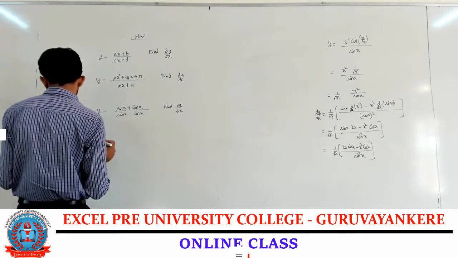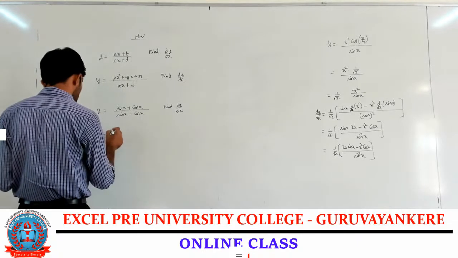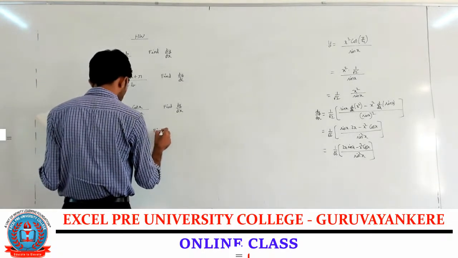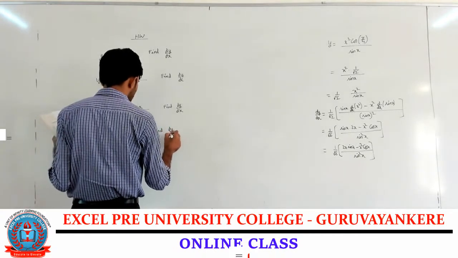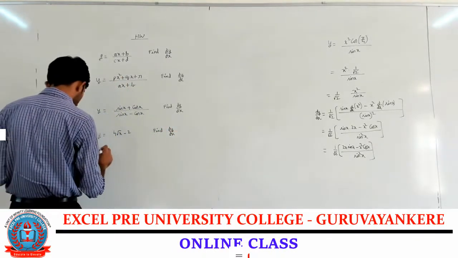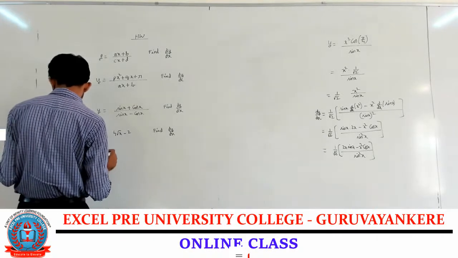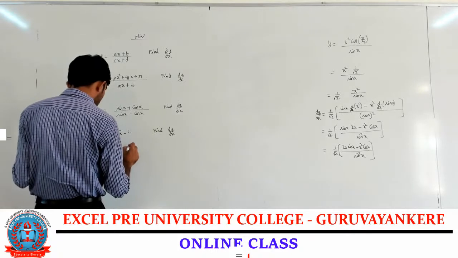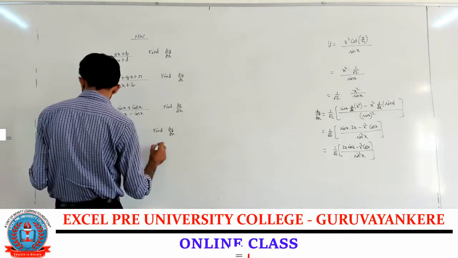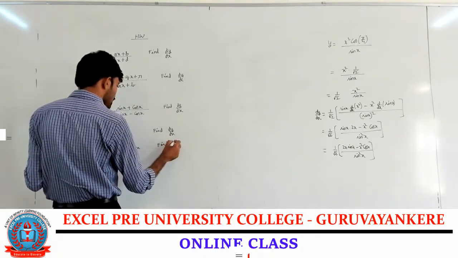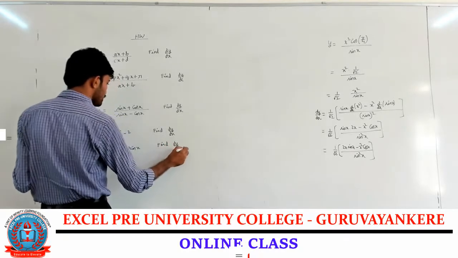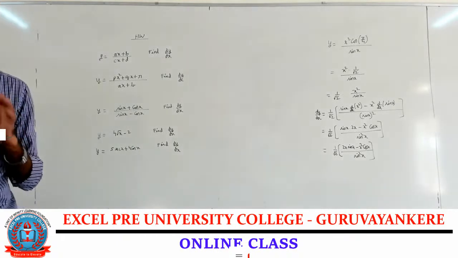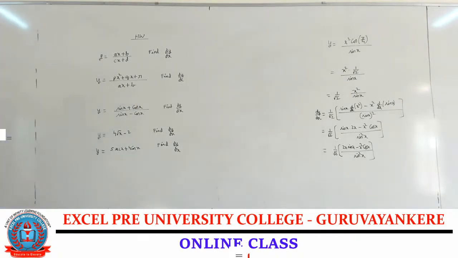Do all these problems. y equal to 4 root x minus 2. Find dy by dx. 5 secant x plus 4 cos x. Find dy by dx. Do all these problems, complete it as homework. Continue the next class, okay?